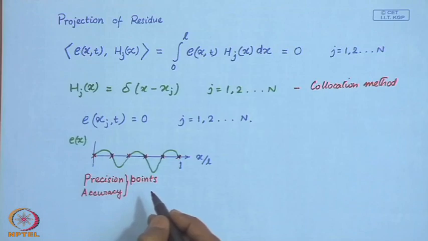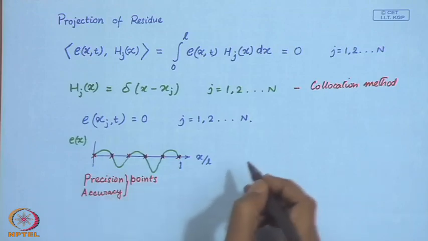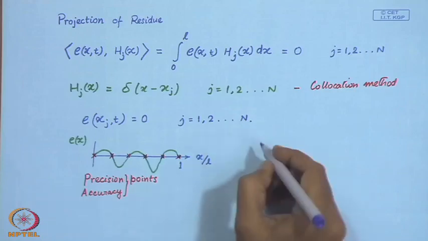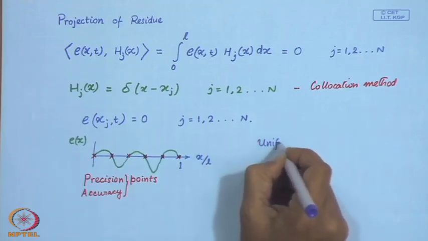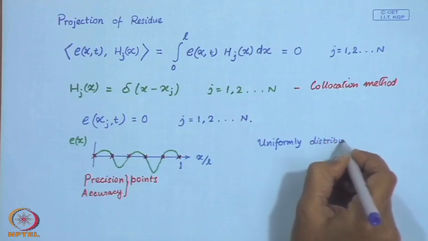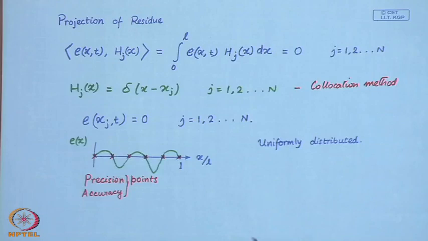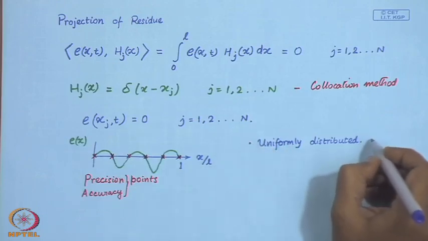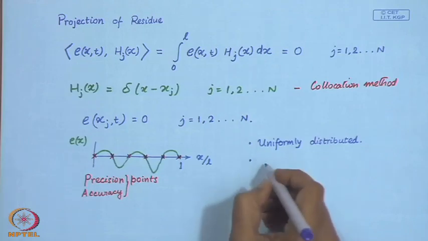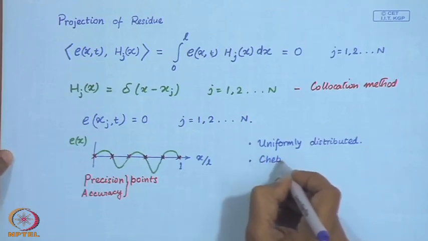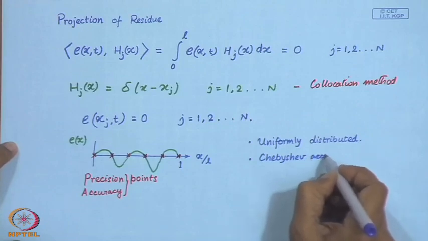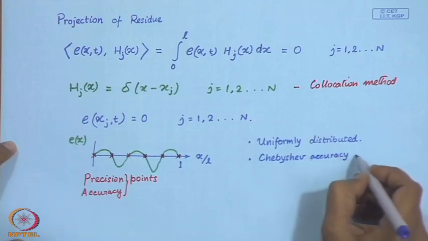Now, there can be various ways of choosing these precision points or accuracy points. They can be uniformly distributed, or there can be other methods of choosing precision points. A good way of choosing precision points is given by Chebyshev method, and they are known as Chebyshev accuracy points.